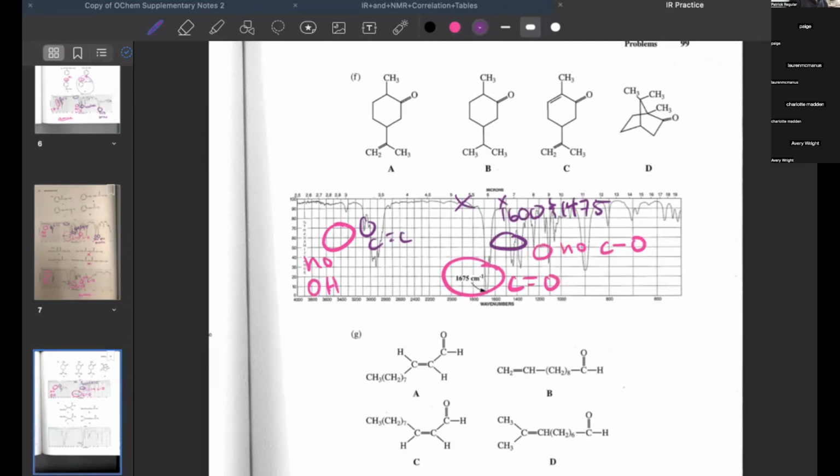Now, what I want to make note of is that your peak for C double bonded O is around 1675, which is a little less than what we have, and we have a C double bonded C. So I'm kind of thinking it's going to be C, because that ketone is going to be conjugated. If it's conjugated, it's going to shift to the right a little bit.